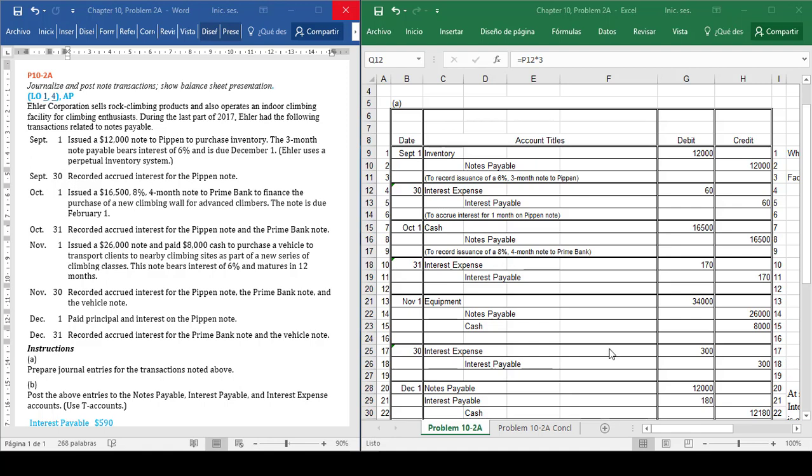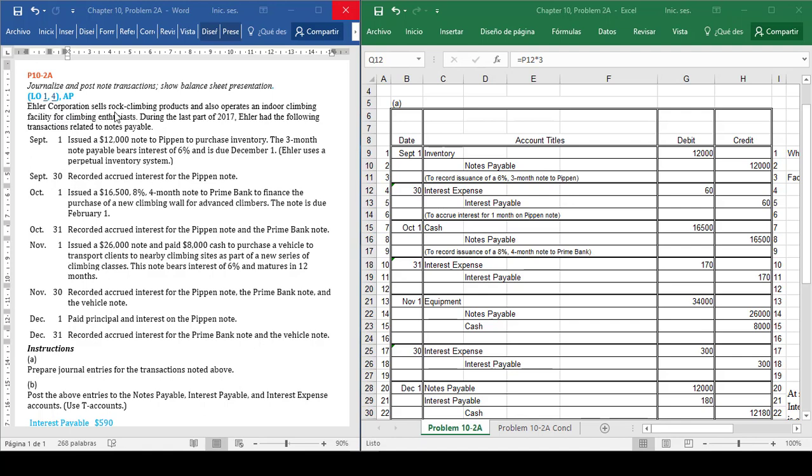Hi, I'm Camila, and this is the explanation of problem 2a from chapter 10. We have to journalize and post note transactions.